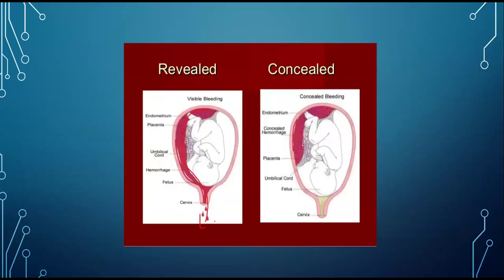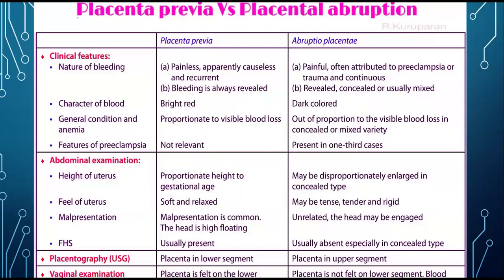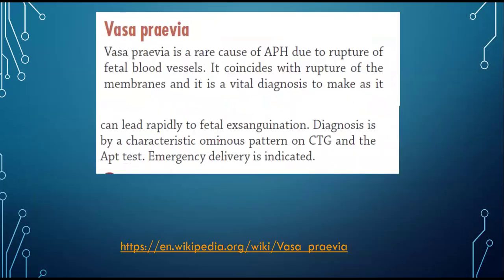This is the revealed variety, where you can see the PV bleeding, and this is the concealed variety. There is a difference between placenta previa and abruptio placenta given here, but the main one is that placenta previa is painless, while abruptio is painful.